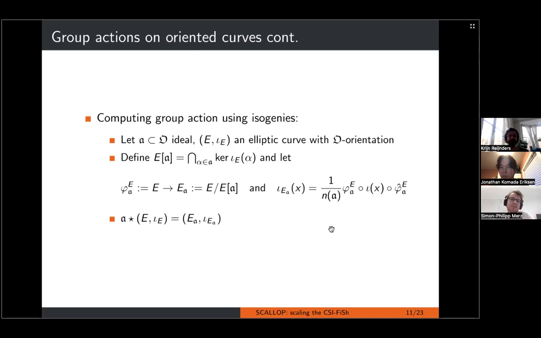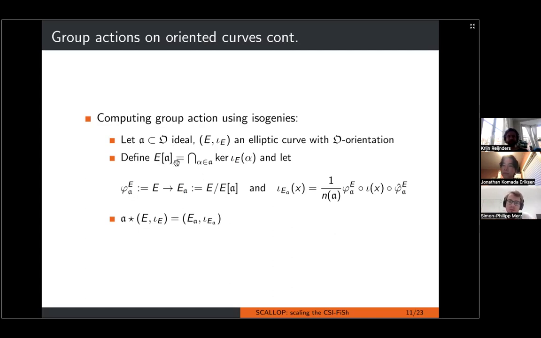Now, in general, how do we compute with these group actions using isogenies? Well, if you have an ideal in your imaginary quadratic order and you have an elliptic curve with O orientation, you look at all those generators of your ideal, and you map them through your orientation into your endomorphism ring. So they all have a kernel, you can intersect them, and this intersection of the different kernels gives you a subgroup of your curve B.